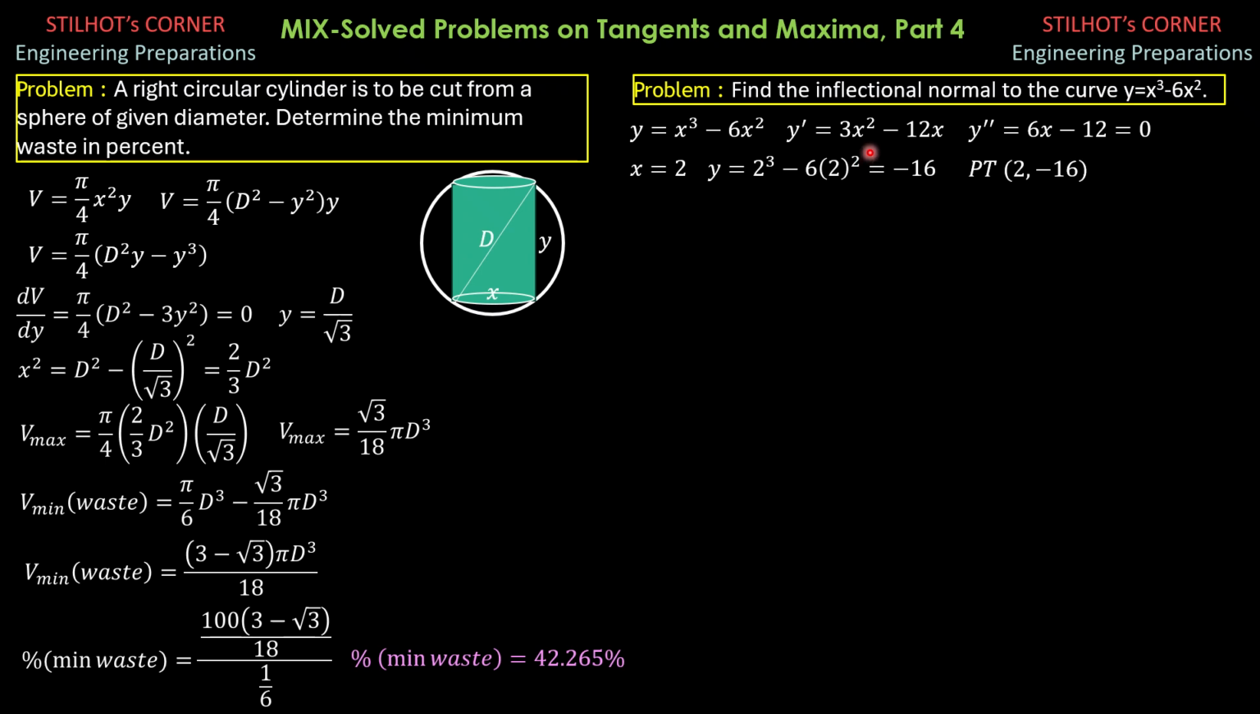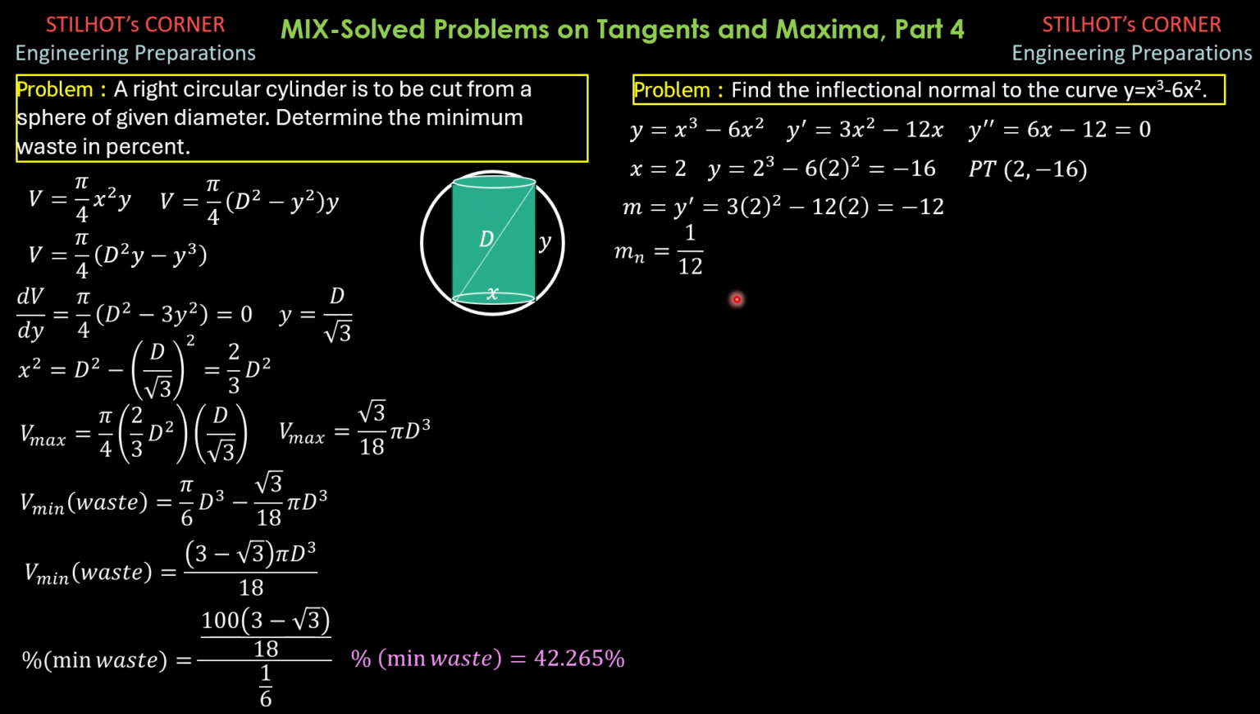So the slope of the tangent line is y prime, and it is 3 times 2 squared minus 12 times 2, and it is equal to negative 12. That's the slope of the tangent. Take note, we're looking for the inflectional normal. The slope of the normal line is the negative reciprocal of negative 12, so it is positive 1 over 12.